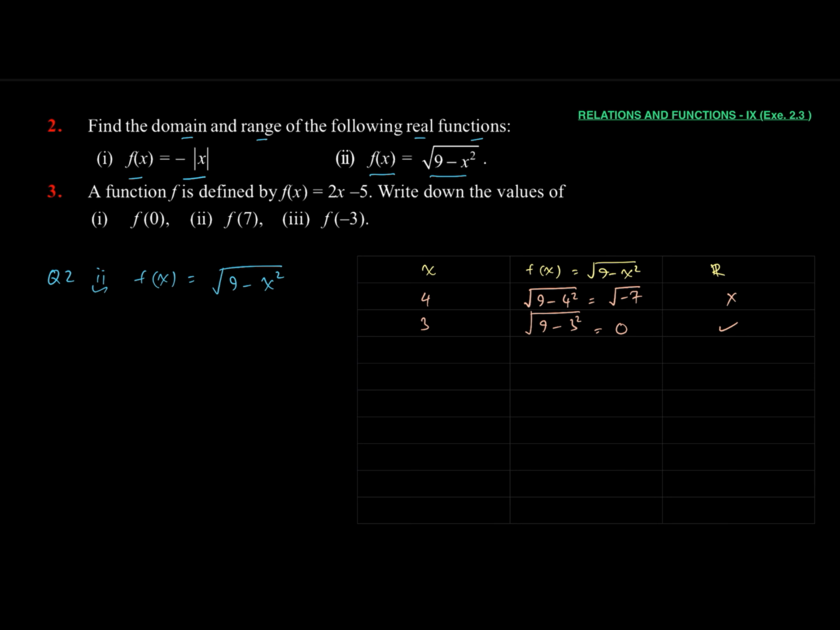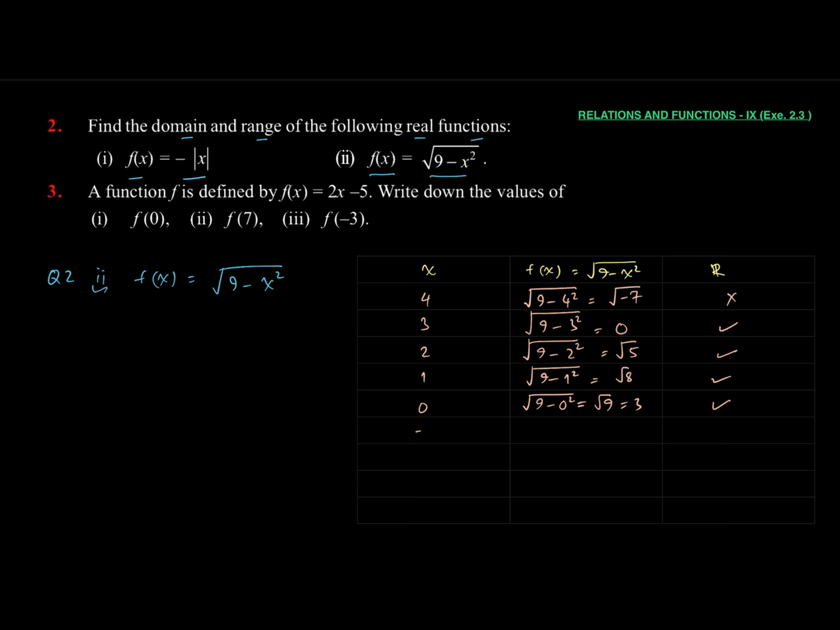Similarly, for x equal to 2, we have square root of 9 minus 2 squared, which will be equal to square root 5, which is a real number. For x equal to 1, we'll be having square root of 9 minus 1 squared. This will be equal to square root 8, which is again a real number. For x equal to 0, we'll be having square root of 9 minus 0 squared. This will be equal to square root of 9, which is equal to 3, which again is a real number.